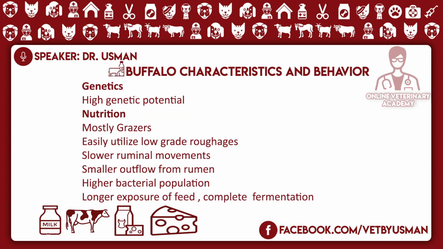If we talk about the characteristics of buffaloes, they have great genetic potential. Let's talk about their nutrition. They are mostly grazers. They graze and get their feed. They easily utilize low-grade roughages, and they have a slower ruminal movement to degrade roughage type feed. They have smaller outflow from the rumen. They have a high bacterial population in their rumen for fermentation. Their rumen provides a greater exposure of feed particles, and there is a complete fermentation due to the higher microbial population.